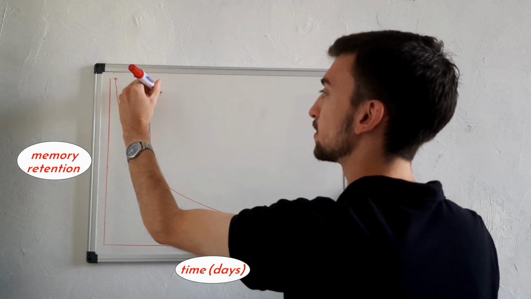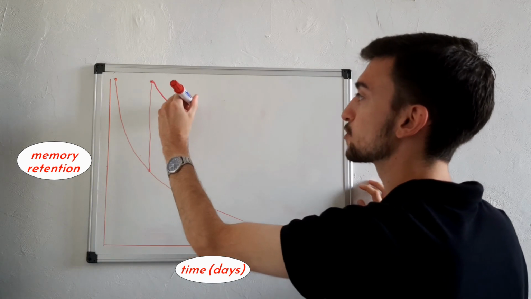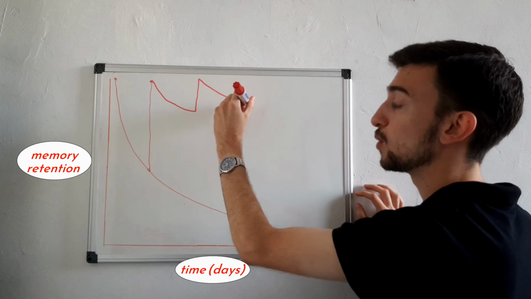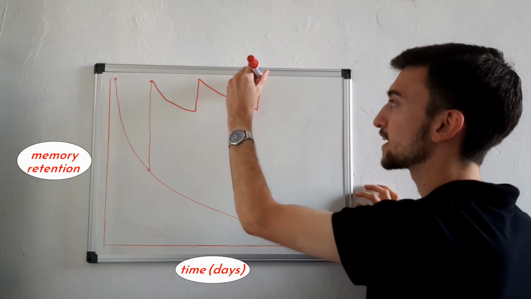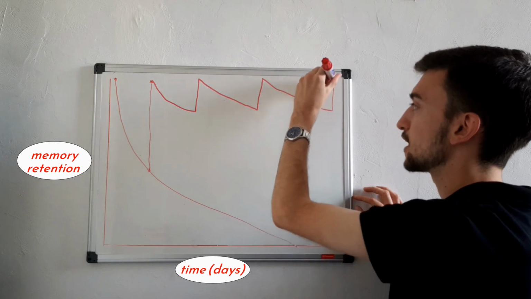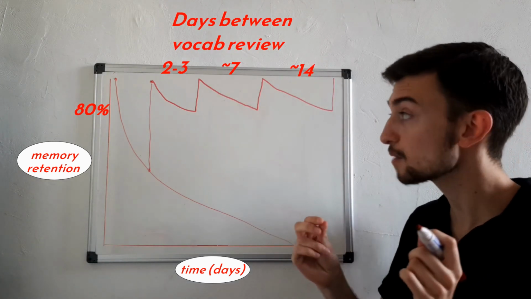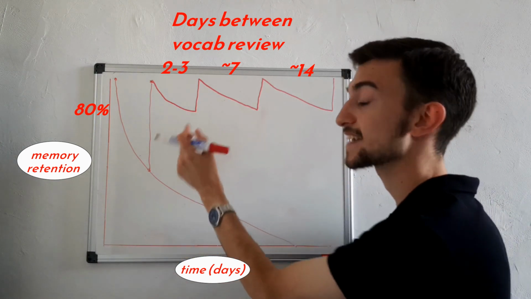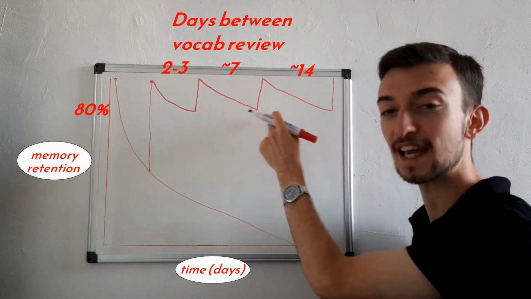Let's say we leave a gap of a couple of days this time, top up the information. Then the next time we leave a gap of, say, a week, top up the information again. And then we leave 2 weeks and top up the information again. Every time you leave a gap, you revise the information, then leave increasingly larger gaps. It takes your brain longer to forget the information.